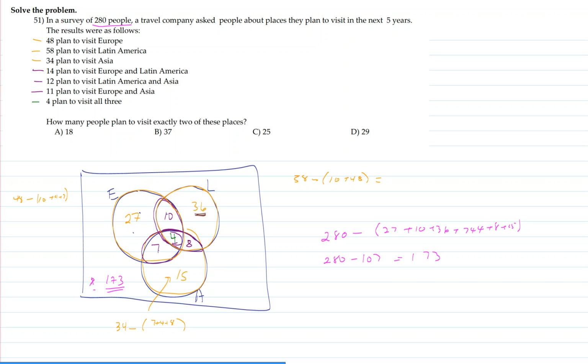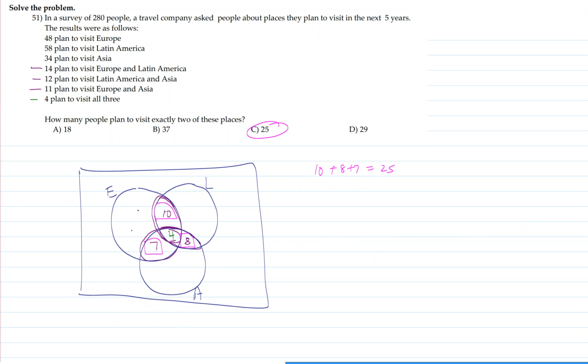And actually, let me go back up to our solution. The original question was, how many plan to visit exactly 2 of these places? And like I said, we had these 10, 7, and 8. These wanted to visit Latin America and Europe. This was Europe and Asia. And then these 8 were for Latin America and Asia.